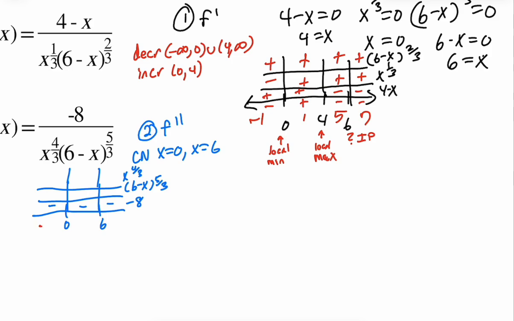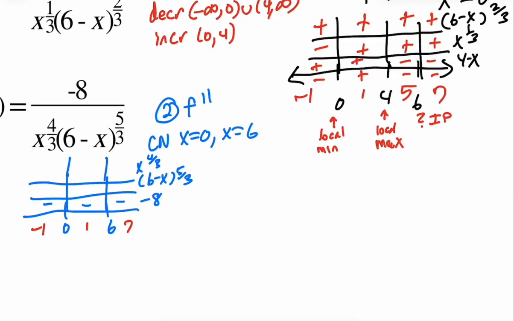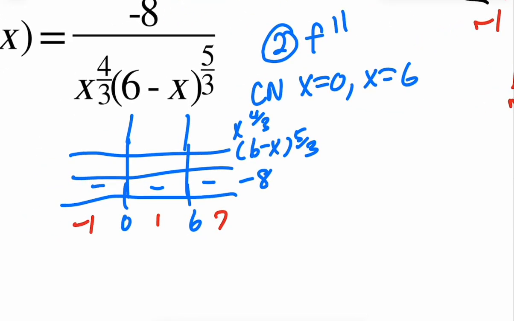So I'm going to plug in -1, 1, and 7. If I plug -1 into the top, that 4th power is going to make it positive. If I plug in 1, positive, 7, positive, always positive. But a 5/3 power doesn't do that. The 5th power doesn't change a sign, so whatever we get, we get. 6 minus -1 is 7, that's a positive. 6 minus 1 is positive. 7 minus 1 is a negative. It's going to stay negative throughout that process.